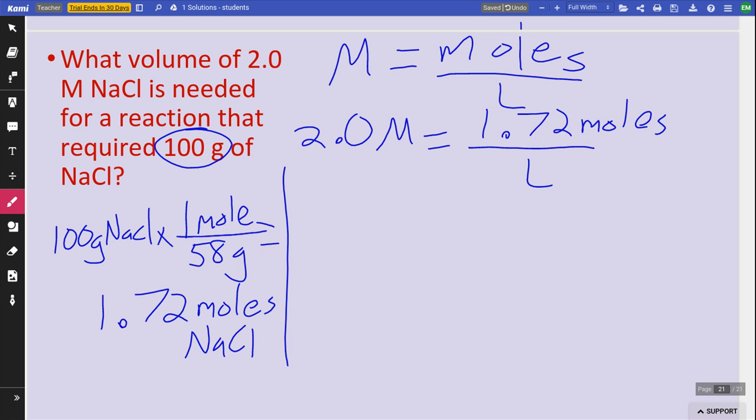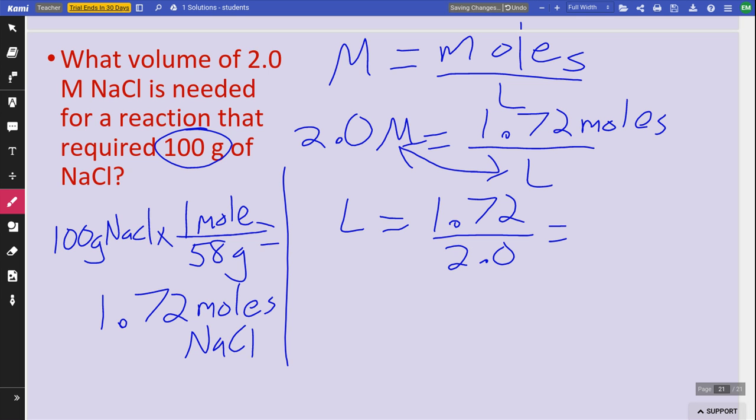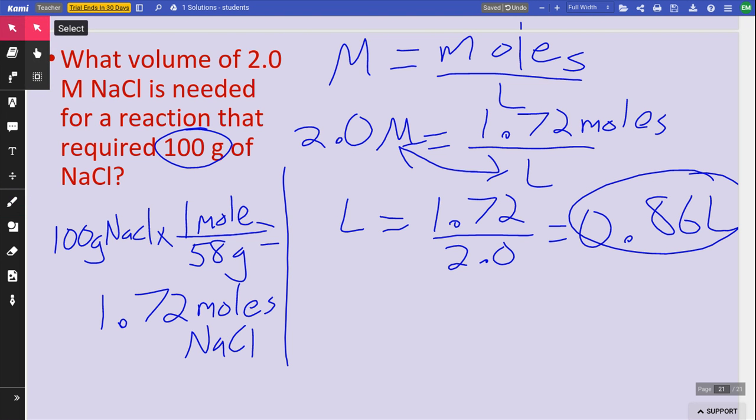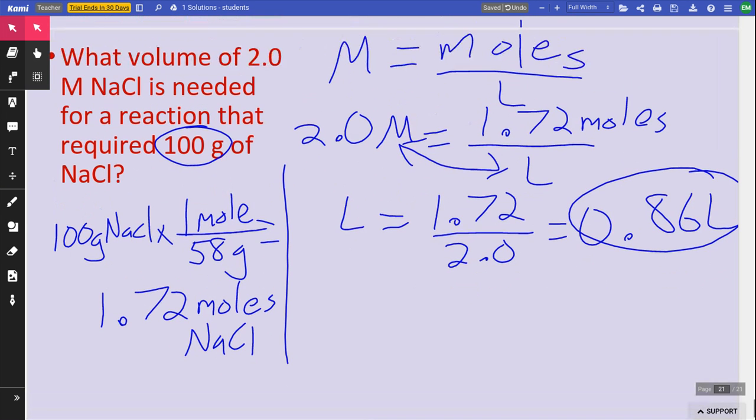Easy way to do this is just flip these two numbers. So to solve for liters, 1.72 divided by 2.0. Give us our answer. 0.86 liters. So main things with these type of problems is if you get grams, convert to moles. Use molarity is equal to moles over liters. And make sure that your volume is always in liters. Convert it to liters if it's milliliters or something else.